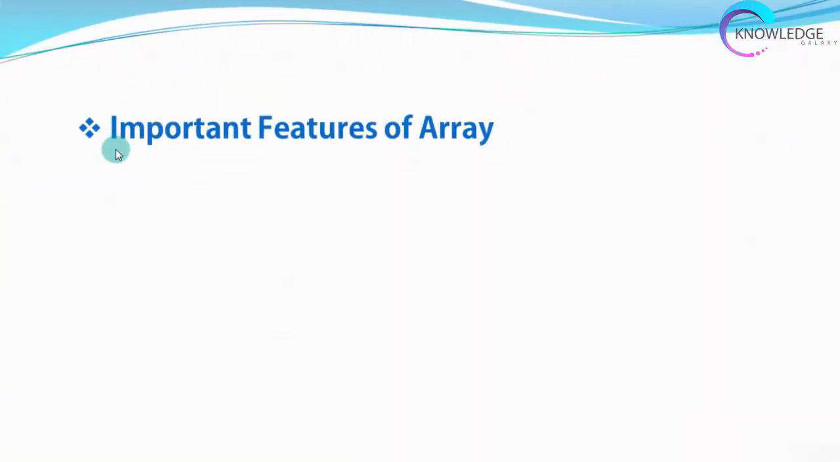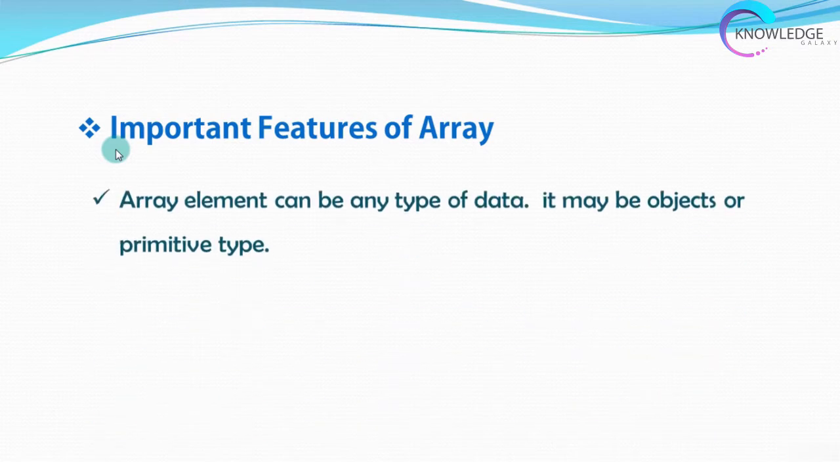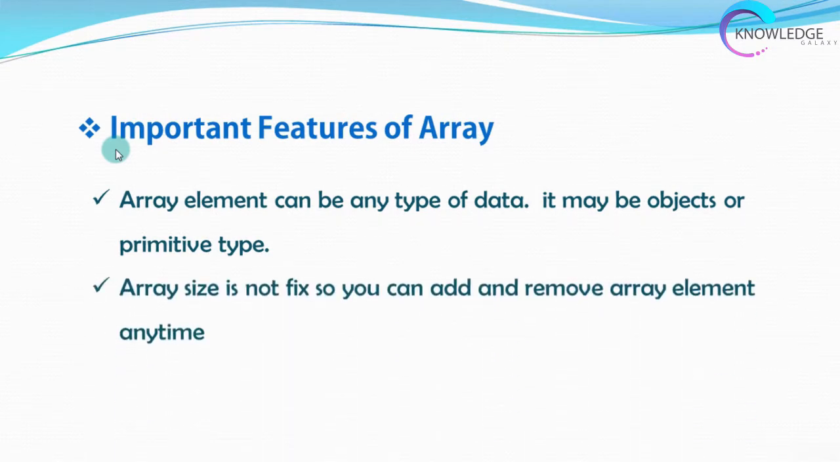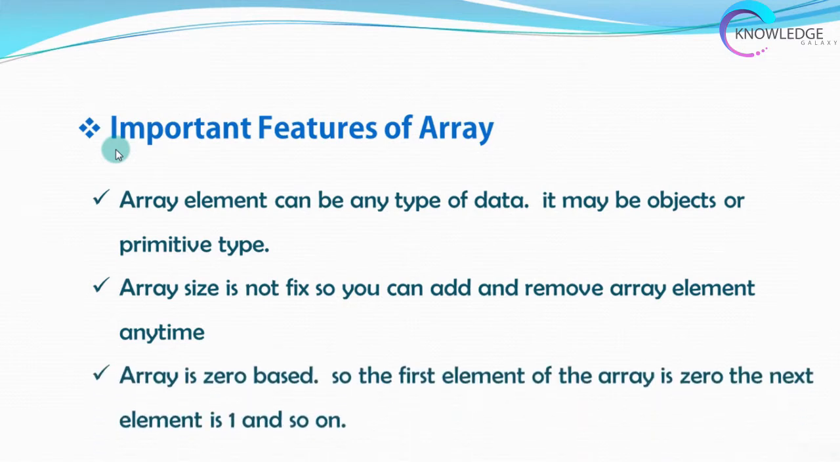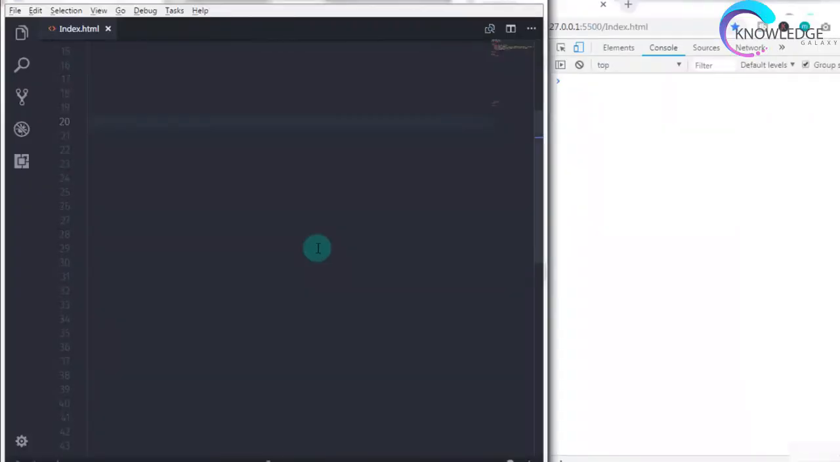So let's take a look at the important features of array. Array elements can be any type of data. It may be object or primitive type. Array size is not fixed, so you can add and remove array elements anytime. Array is zero based, so the first element of the array is 0 and the next element is 1 and so on. To declare an array, we can use square brackets, and to separate elements use comma.